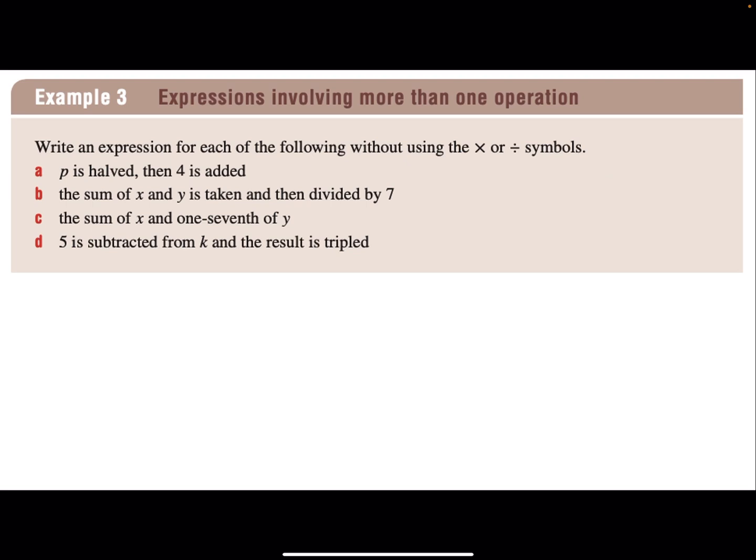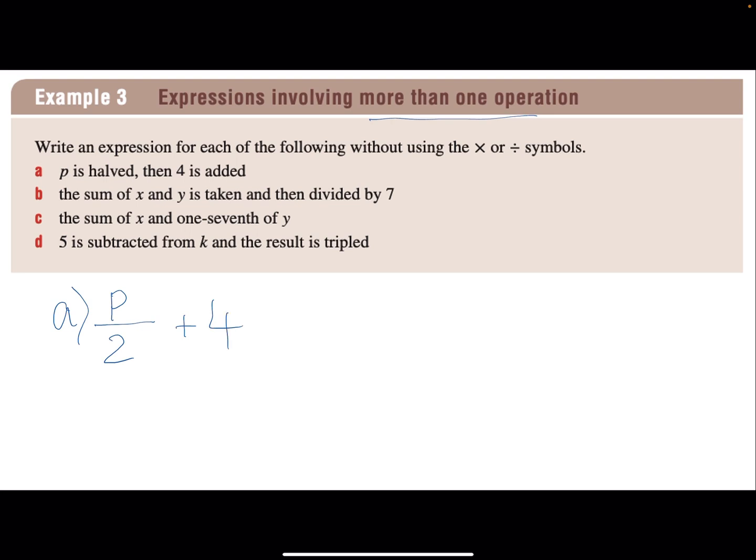Let's have a look at a few more examples. These ones involve more than one operation, so slightly more complicated, but still not too tricky. So for A, we're asked to think about if P is halved, then 4 is added. Yesterday in the lesson, we also talked about using division in this way with the fraction sign. So P being halved would be P divided by 2 and then adding 4.